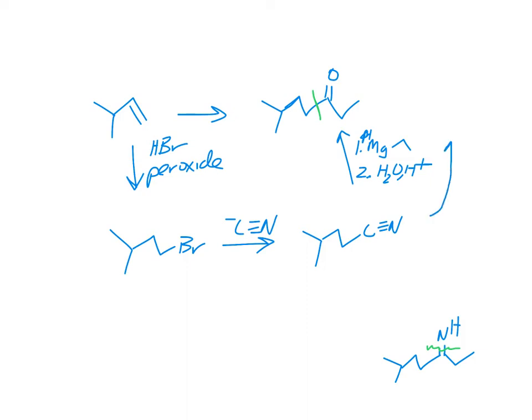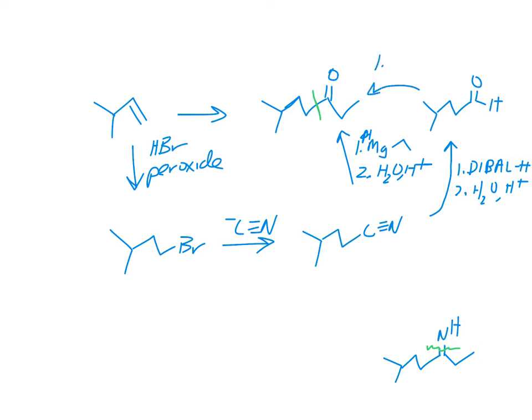Another way to do it would be to first reduce it with DIBAL, followed by water, and I think better with a little acid in there. What does that give us? An aldehyde. And then how do we get from an aldehyde to the ketone? Should we just use another Grignard? Yeah, so we could use another Grignard. Would it go directly to the ketone? No, it makes an alcohol.